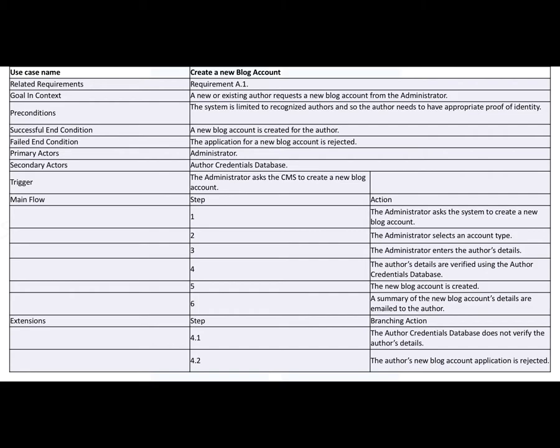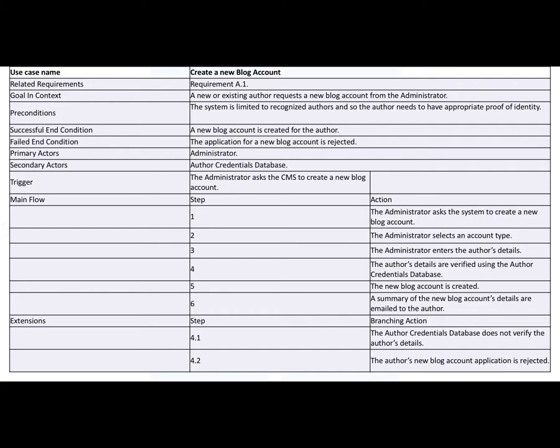What preconditions exist? The system is limited to recognized authors, and so the author needs to have appropriate proof of identity. So before this use case can be executed successfully, we need to check to verify the identity of the particular author, right? Failed end condition, the application for a new blog account is rejected, and the successful end condition, I skipped that, is that a new blog account is created for the author.